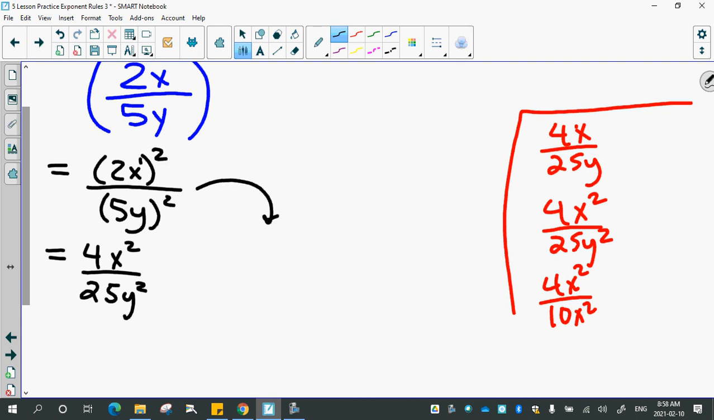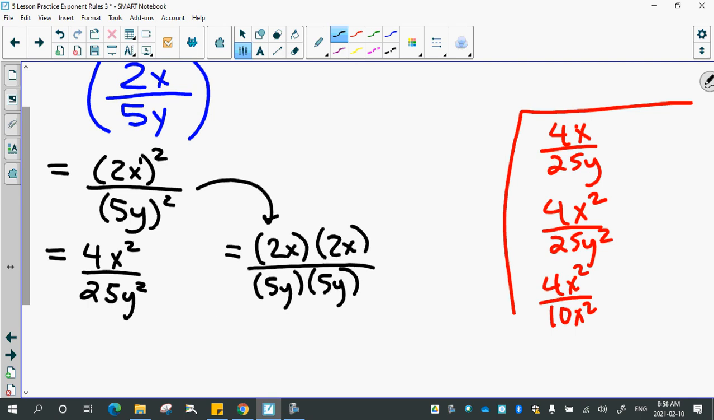And some people from this step went to 2x times 2x over 5y times 5y. And they got 4x squared over 25y squared. And then some people just went straight to the answer. Good. Okay, let's try another one.